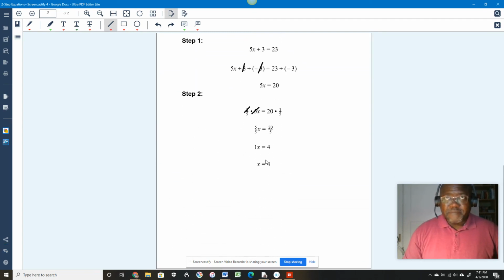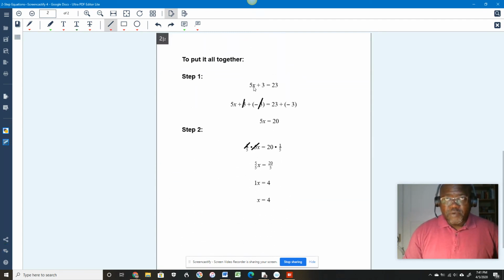So just to recap, step 1, we start with our original equation, 5x plus 3 equals 23. We add the additive inverse of 3, which is -3. They cancel each other out. And we also add the additive inverse of 3 to 23, and that brings us down to 5x equals 20.